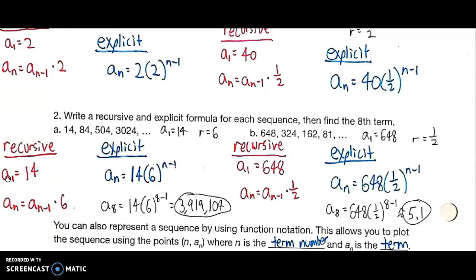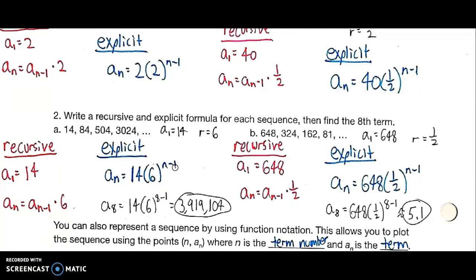Recursive, remember it's a separate equation first for your starting value. Our starting value is 14. And then from there, we start our recursive formula with our term is equal to the one that came before it times 6. So if that's our common ratio, we just throw on a times 6 at the end. Same idea with explicit. We have our starting value is 14. Common ratio is 6. Raise that to n minus 1 as an exponent.